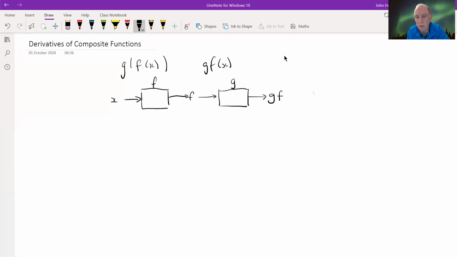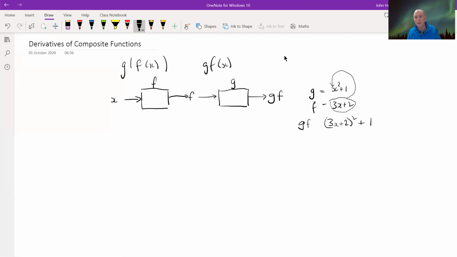I mean, you've seen the GCSE where if g equals x squared plus 1 and f equals 3x plus 2, then we're going to take our composite function there and stick it in there for that x. So gf would end up being (3x plus 2) squared plus 1. And we'd probably expand that and simplify it and present it as one single composite function. Well, you can't always do that.